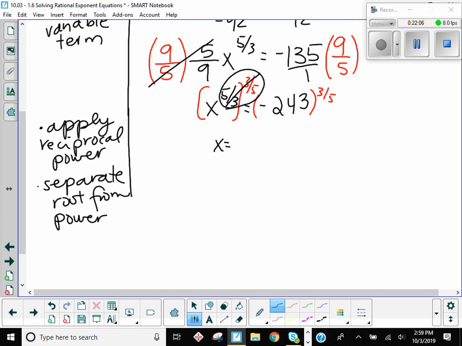So negative 243 to the 1/5 raised to the 3. You're trying to find a number that's multiplied by itself 5 times that gives you negative 243. That's what a fifth root means. A lot of people tell me today, oh, I don't know how to do that. Well, actually, you do. You're just resisting. It's a number times itself 5 times.